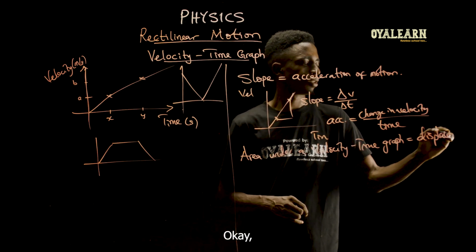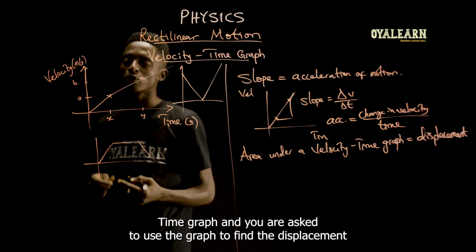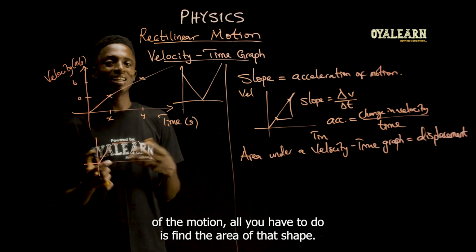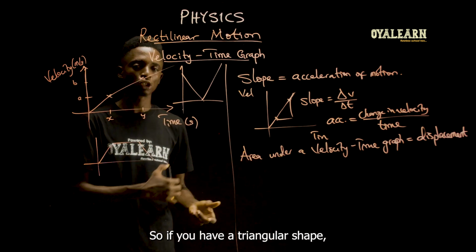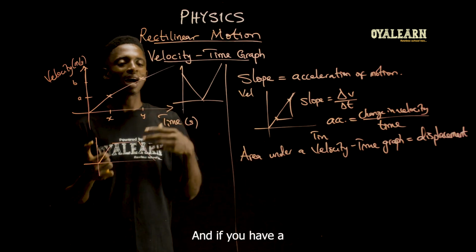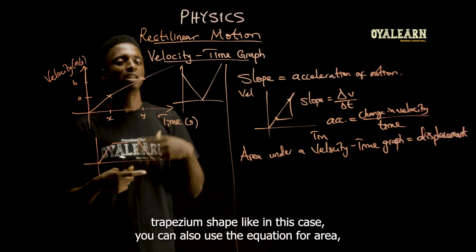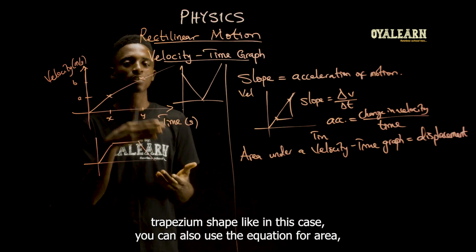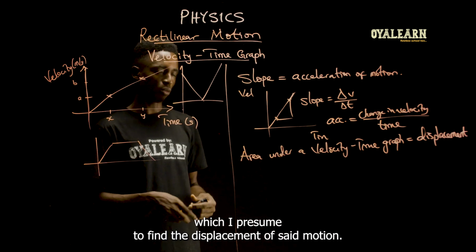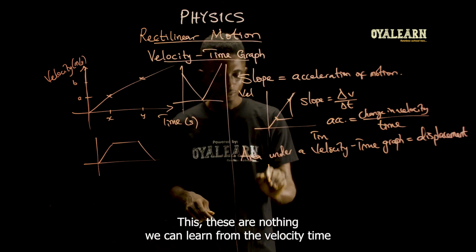Okay? If you're given any velocity time graph and you are asked to use the graph to find the displacement of the motion, all you have to do is find the area of that shape. So if you have a triangular shape, use equations to find the area of a triangle to solve that. And if you have a trapezium shape, like in this case, you can also use the equations for area of a trapezium to find the displacement of said motion.